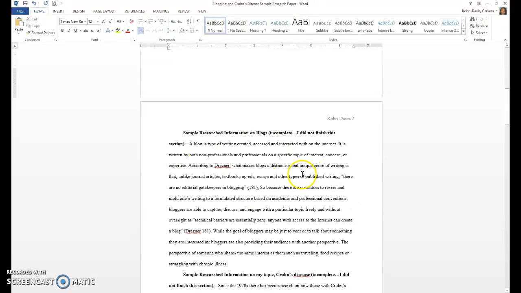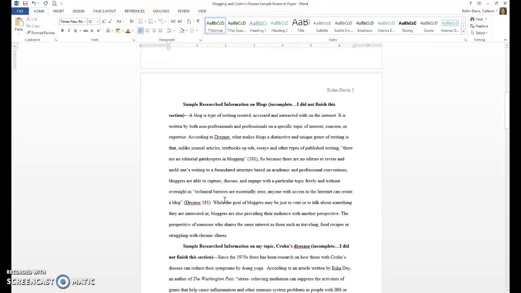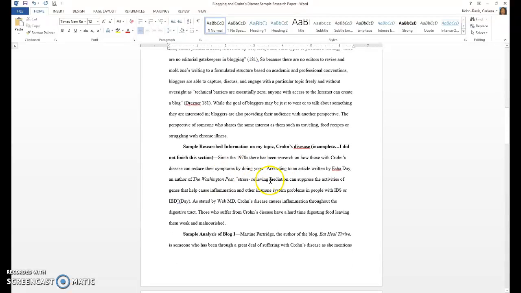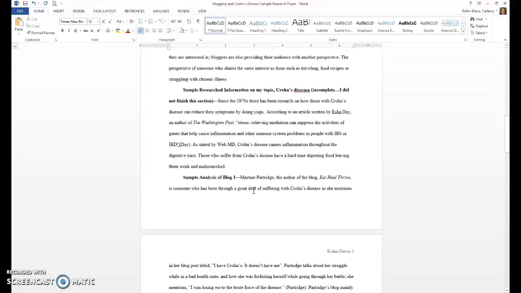This is not coming from you. This section did not come from me. I got information on blogs. And this section is, of course, not complete. So notice incomplete. I did not finish this section. So I have more information on blogs from at least one more source that I need to include. Okay. So just know that this section is incomplete. Same for this section. I did not finish this section, but if you notice, I reference a source. Okay. All right.